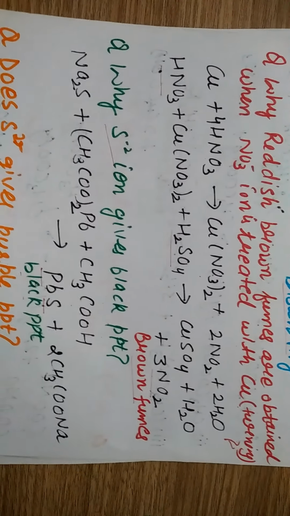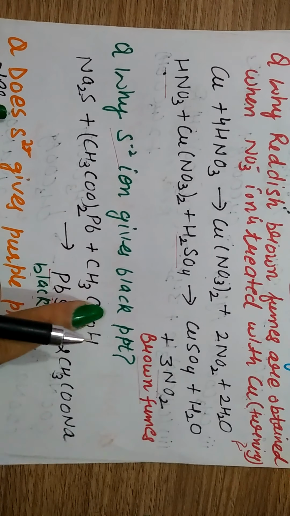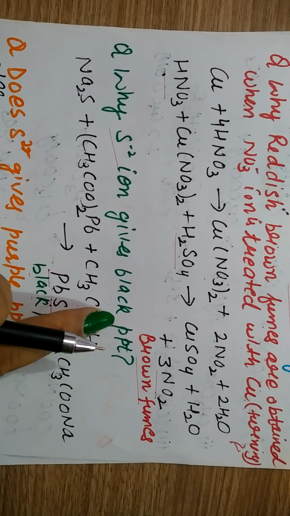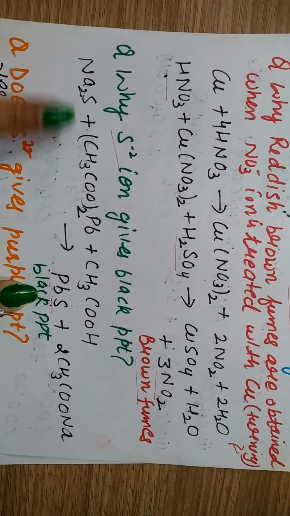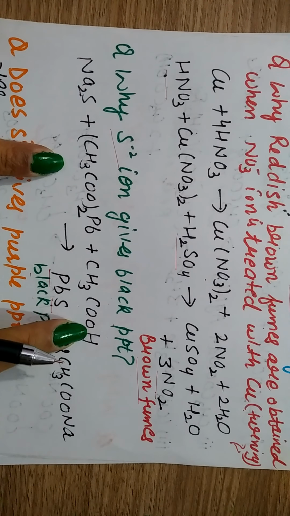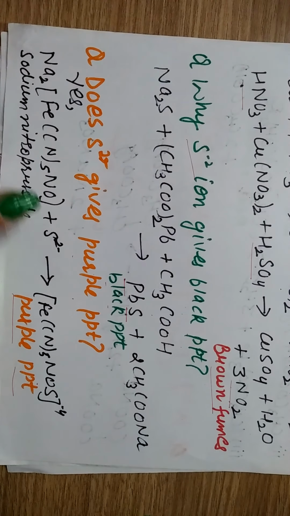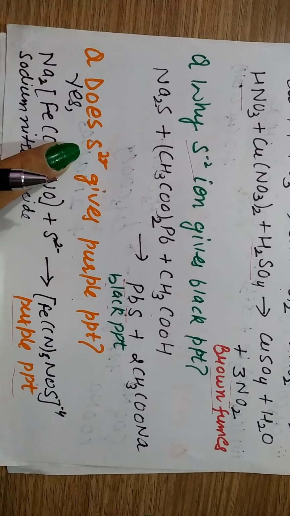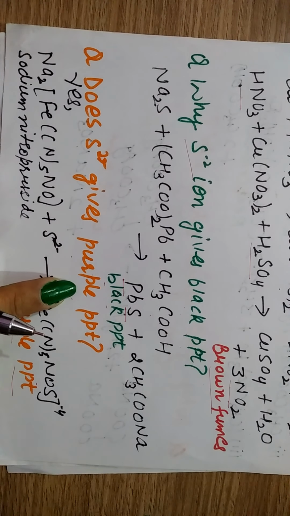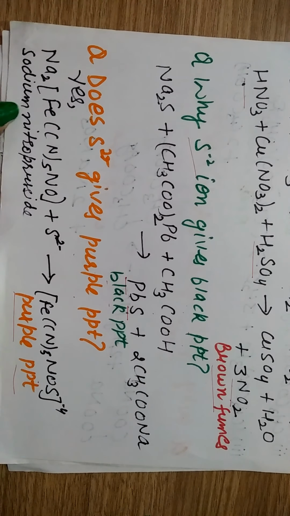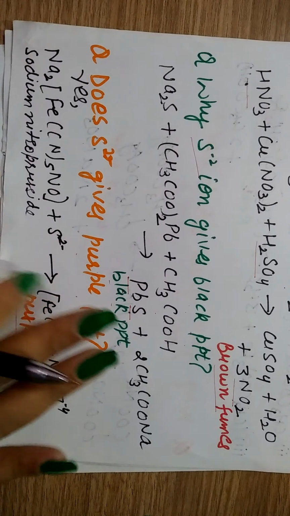Then there can be a question of this type: why does sulfide ion give us a black PPT? We get a black PPT of lead sulfide, which is obtained when the sulfide anion is treated with lead acetate and acetic acid. Another question is, can sulfide ion give us a purple PPT? So yes, it can. When it is treated with sodium nitroprusside, it will give us a purple PPT of this compound.